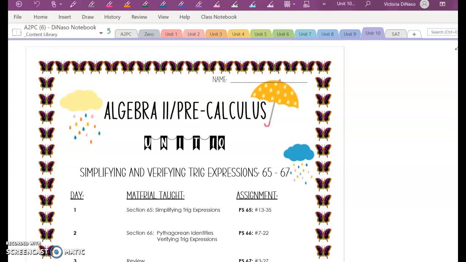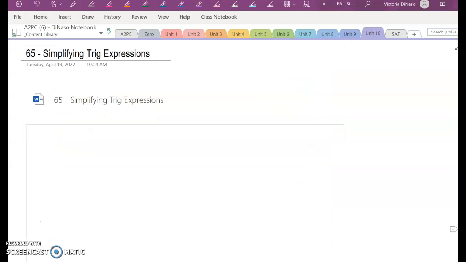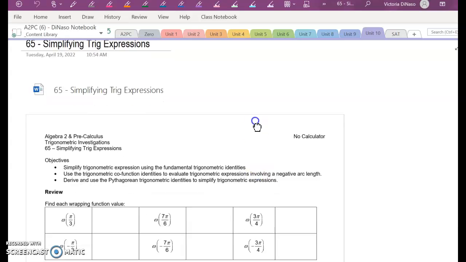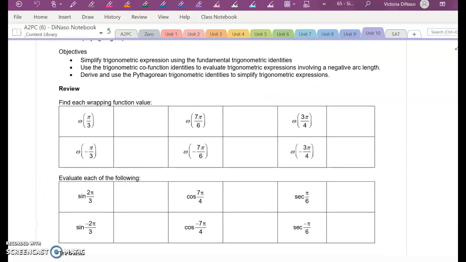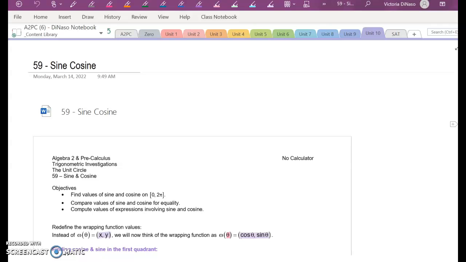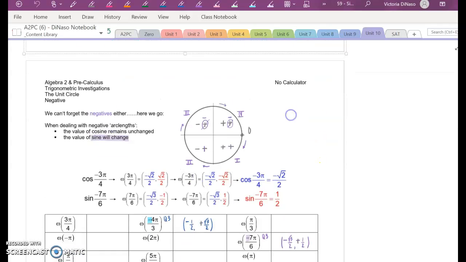Right, section 65. Today we're going to be simplifying trig identities. To start with, we're going to do some review of negatives. The review of negatives comes from when we did section 59, and there was an entire worksheet on negatives.